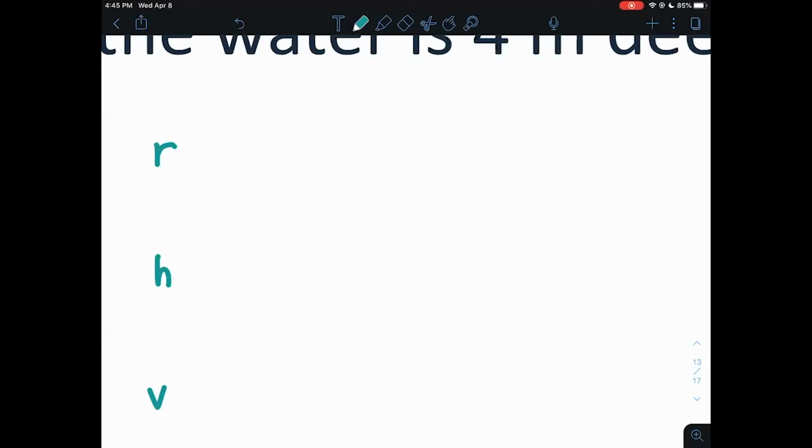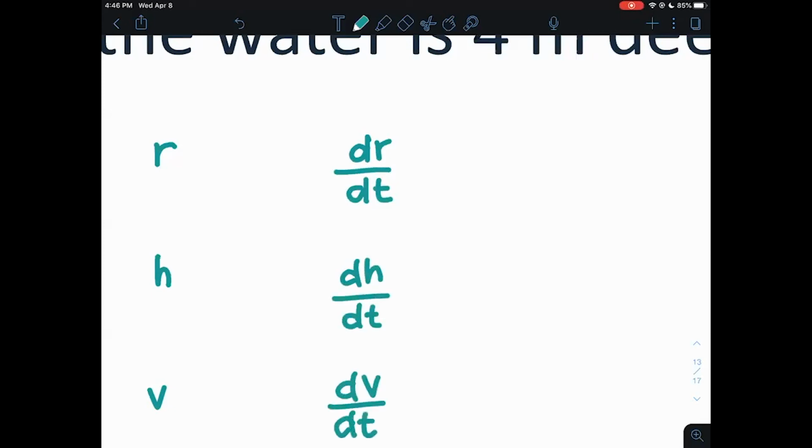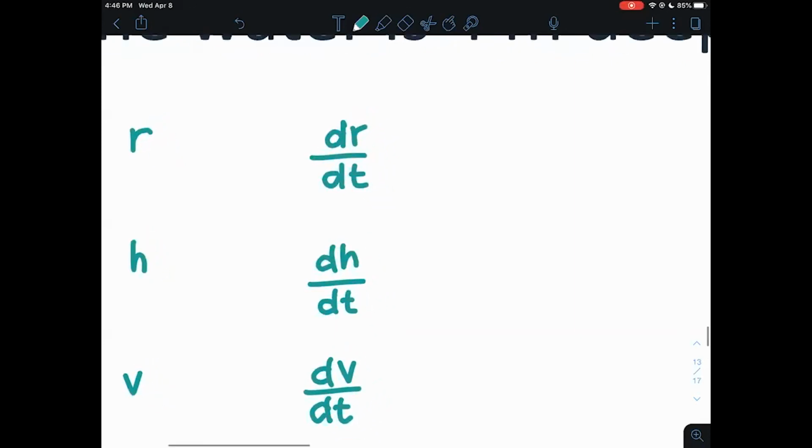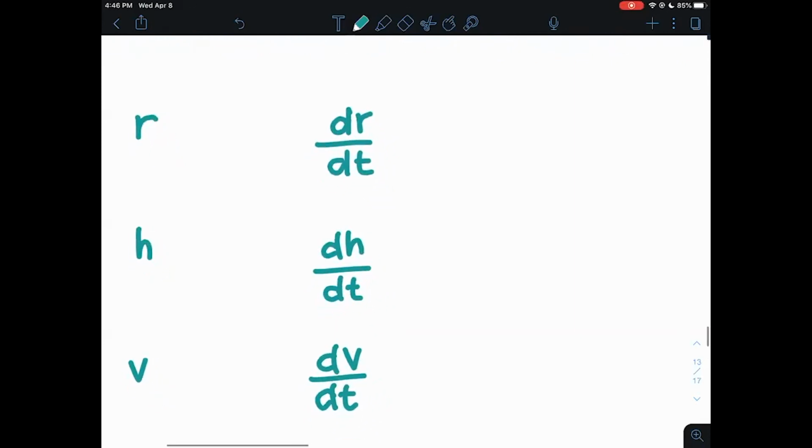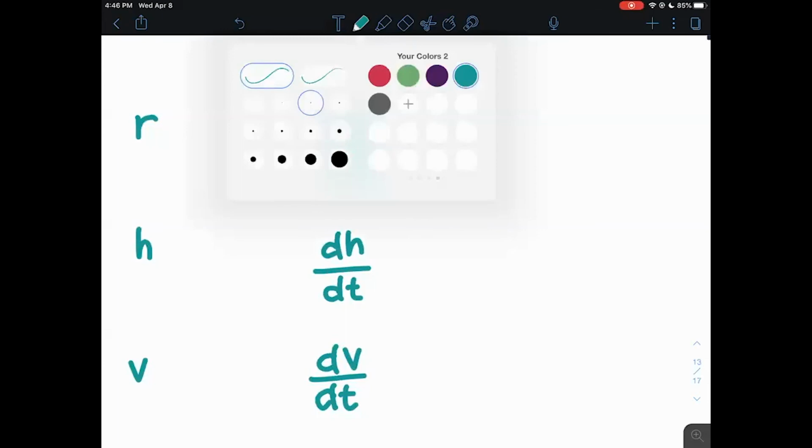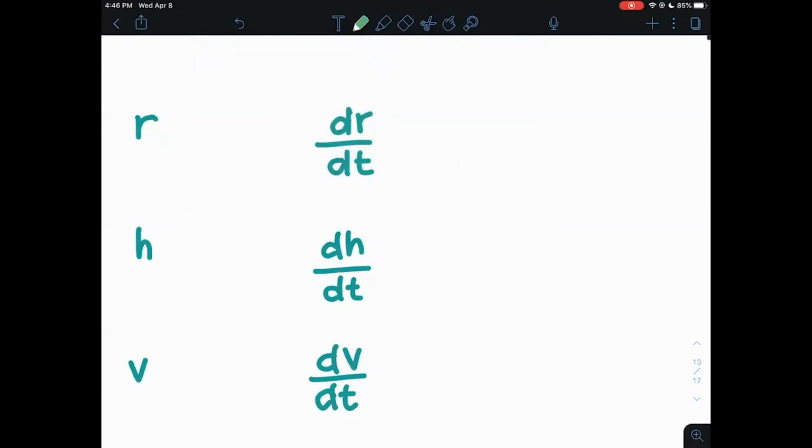So I don't know any of this information right now, but I know that they're all changing. I know that the radius of my water level, the height of my water level, and the volume of water are changing. So the radius is changing over time, and the height is changing over time, and the volume is changing over time. And in a related rates problem, it's pretty key that whatever variable you create for yourself, you're also going to have a derivative of that variable.